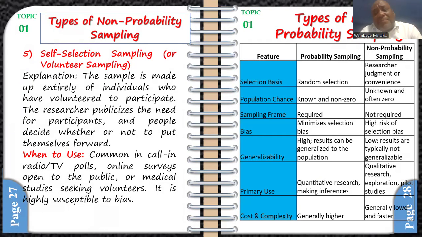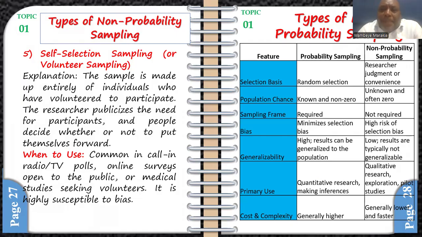Another feature that can bring the difference between the two is the bias. In probability sampling, it minimizes selection bias. But in non-probability sampling, there is a very high risk of selection bias because of the methods that are used there.